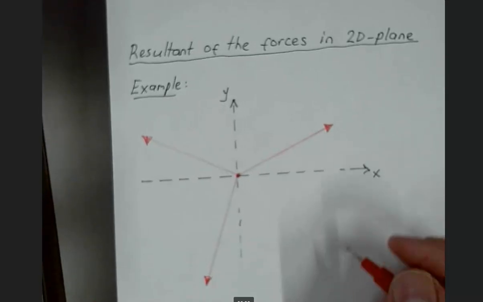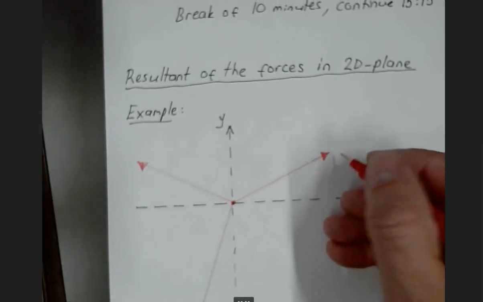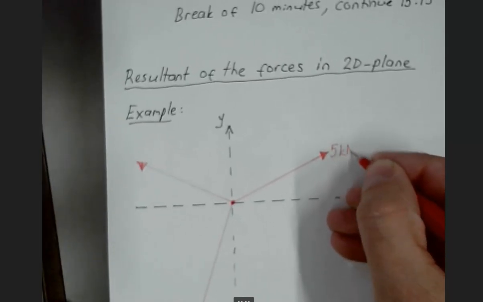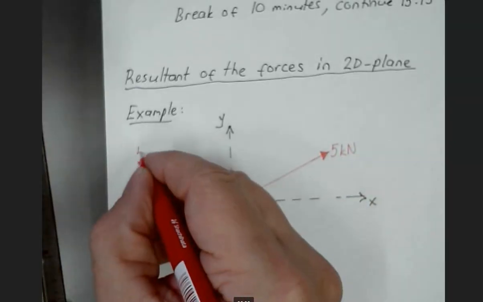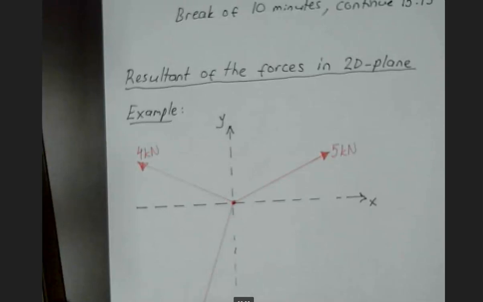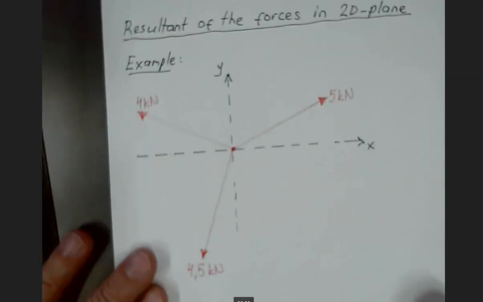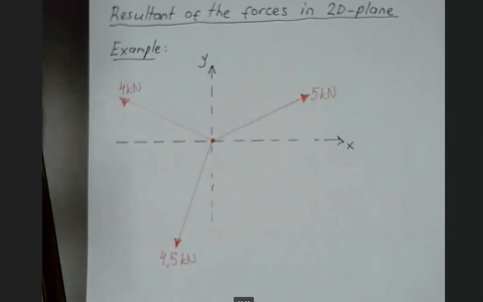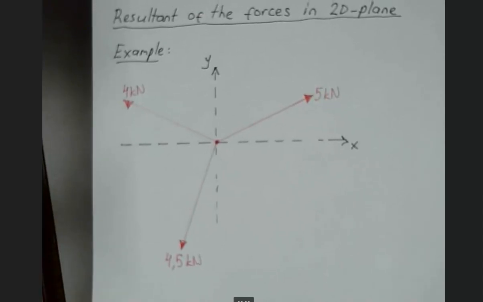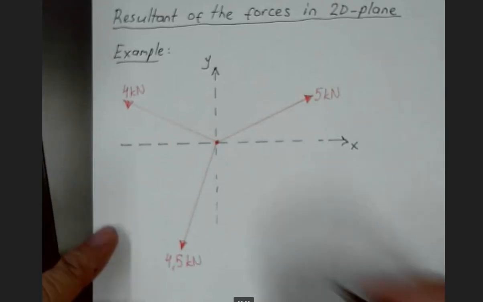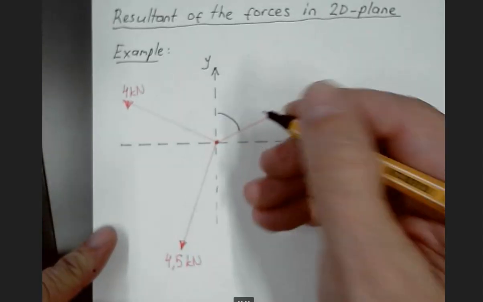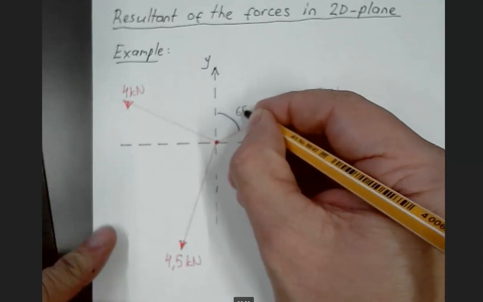And let's say this force has a magnitude of 5 kilonewtons, and this has a magnitude of 4 kilonewtons, and this has a magnitude of, let's say, 4.5 kilonewtons. And then I know the directions or orientation of those forces. I know that this angle here is 65 degrees.